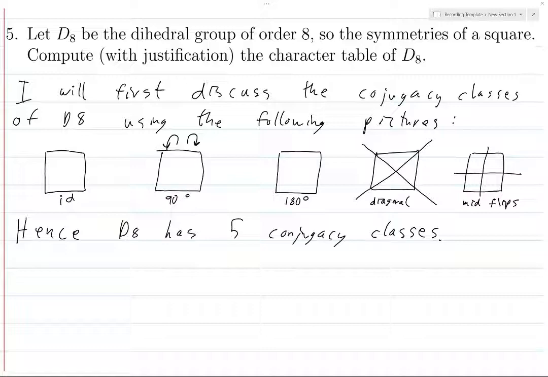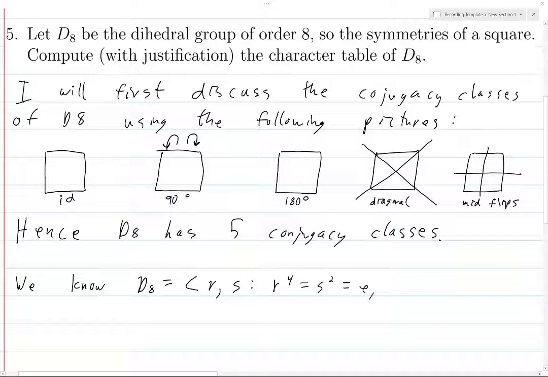just going through and computing all possible, you know. So, let's start writing the next thing. We know D8 is the group generated by R and S under the relations that R to the 4 is equal to S squared equals E and SRS equals R cubed.